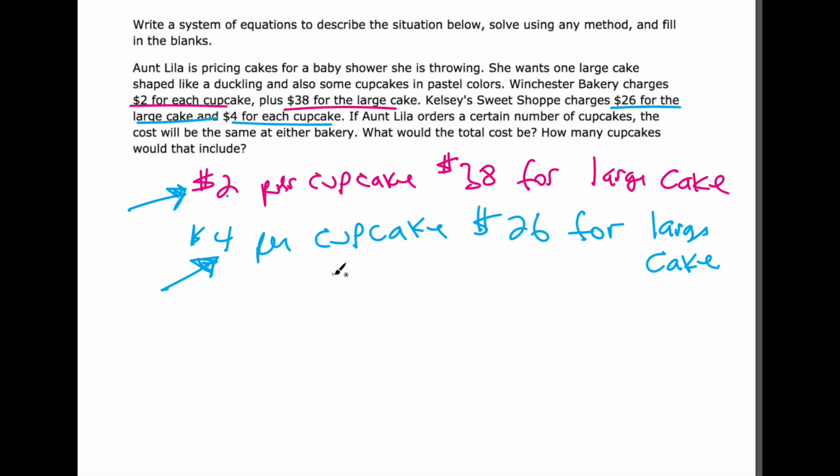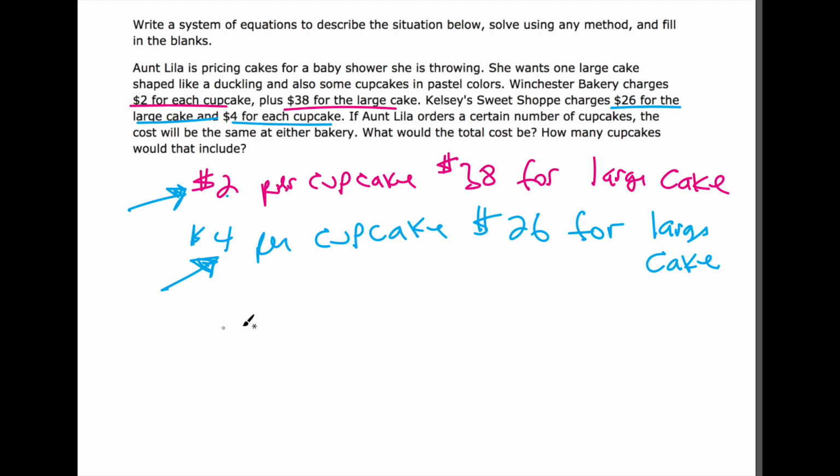All right, but we want to find out at what point the cost is the same. They're asking here: if Aunt Lila orders a certain number of cupcakes, the cost will be the same at either bakery. What will the total cost be, and how many cupcakes would that include? So we want to know the total cost where both locations would cost the same.